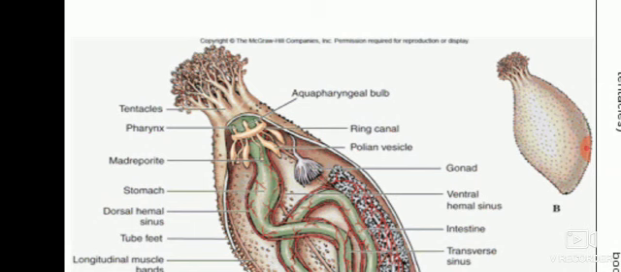These tentacles also bear the podia, or false feet. These buccal podia are used to trap material from the water, then move it to the tentacles and so on to the pharynx. The next structure you can see is the aquapharyngeal bulb. This aquapharyngeal bulb is used to draw up the food particles and some of the sea water.